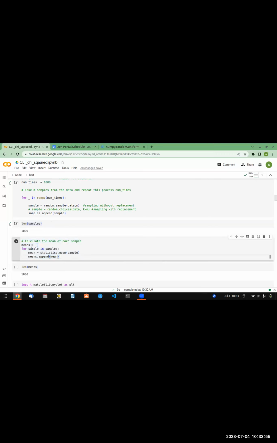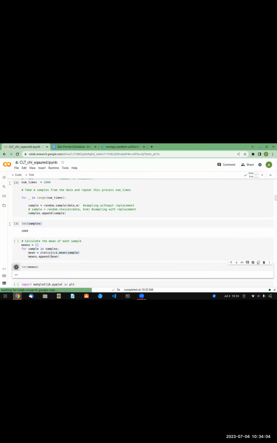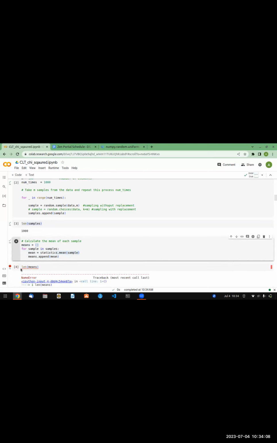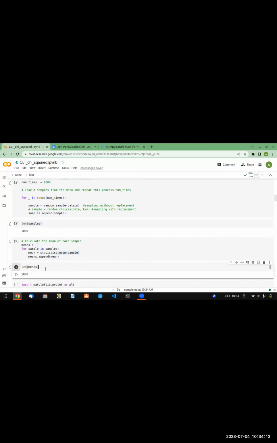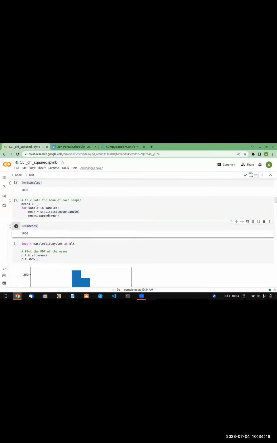Now, this is my sampling distribution of sample means list, where I'm storing all the means. Tell me, what is the length of this? 1,000. Now, 1,000 means we have 1,000 sample means. According to the central limit theorem, if I plot this sampling distribution of sample means, it should be a normally distributed graph.